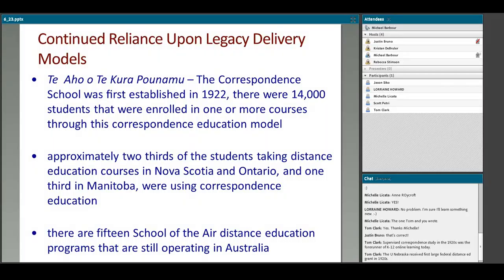If you look at, for example, New Zealand with Te Kura, the correspondence school, as of 2 years ago there were 14,000 students enrolled in courses through this particular program. That's basically 10 times the number of students that were enrolled through the virtual learning network that was available throughout the country as well. There were about 1,400 to 1,600 kids enrolled in one of the e-learning clusters as part of the virtual learning network, whereas there were 14,000 students enrolled in one or more courses through the correspondence school.